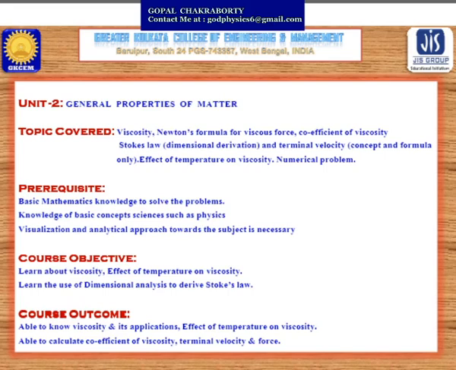The course objectives are: learn about viscosity, the effect of temperature on viscosity, and learn the uses of dimensional analysis to derive Stokes Law and its applications. After completion of this topic, students will be able to know viscosity and its applications, and the effect of temperature on viscosity. They will also be able to calculate the coefficient of viscosity, terminal velocity and force. These are considered to be the possible course outcomes.